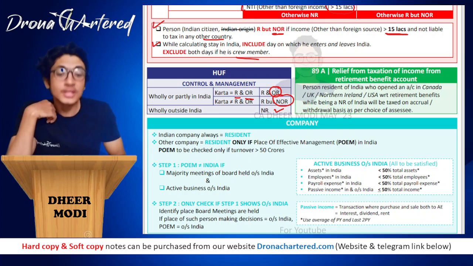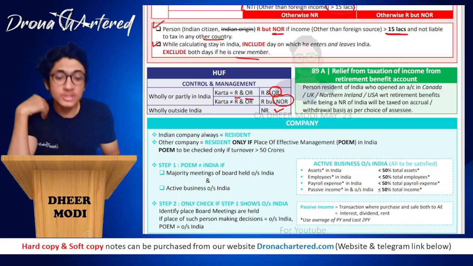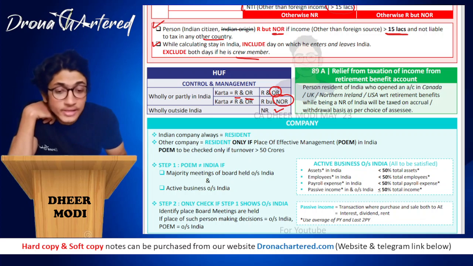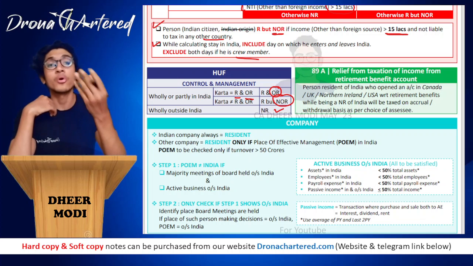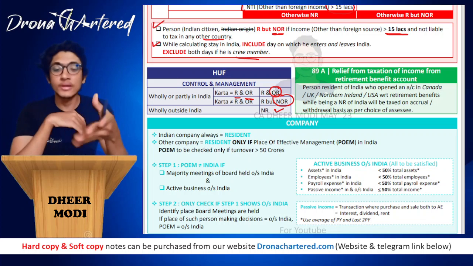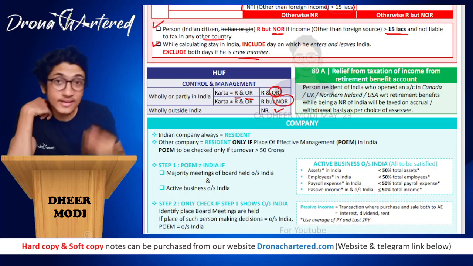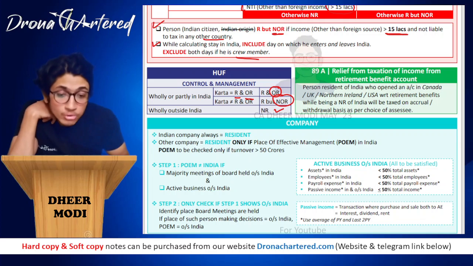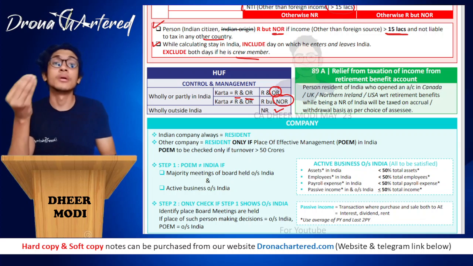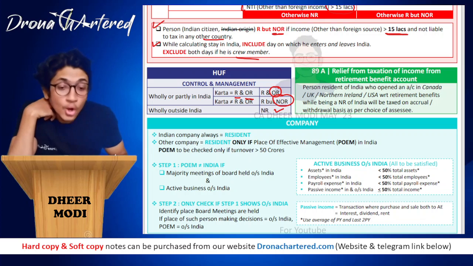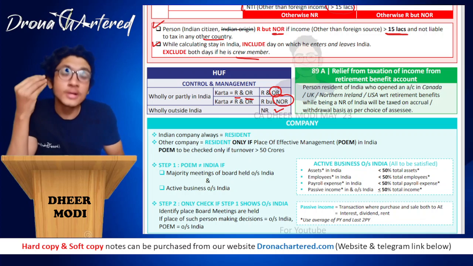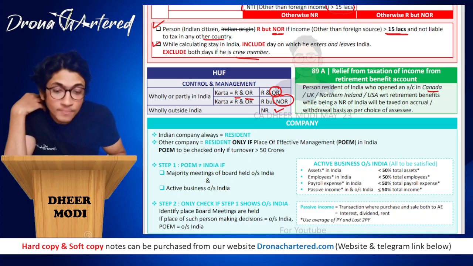Then next is your section 89A. This was a newly added section. Section 89A says relief from taxation of income from retirement benefit account. So all the amount that you transfer to PF, etc. This has an international taxation side to it. A person resident of India who opened an account in some countries mentioned, that is Canada, UK, Northern Ireland or USA.